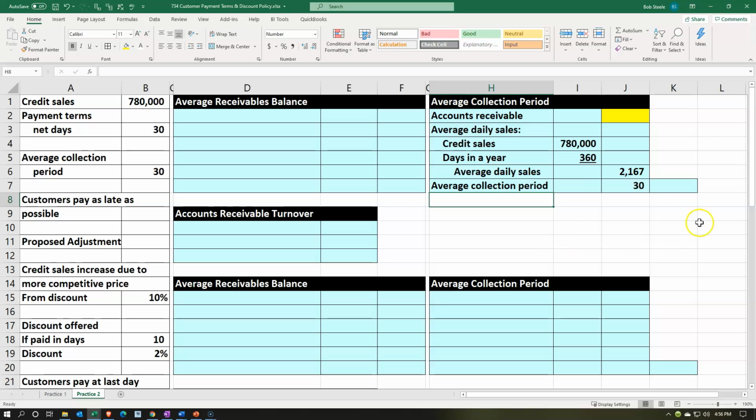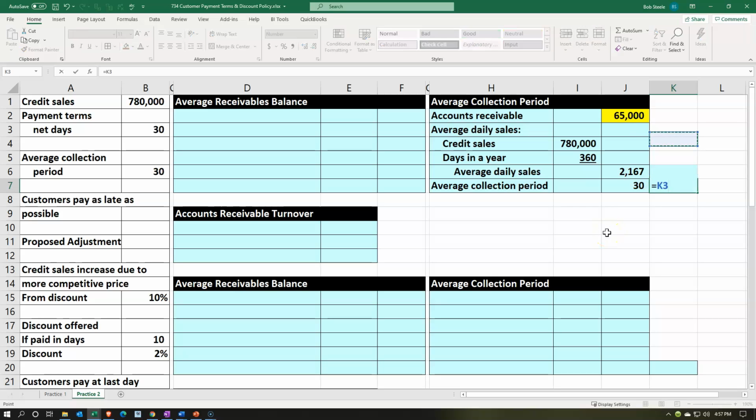So we're going to back into the accounts receivable. We can do that algebraically. X divided by the 2167 equals 30. If we do the algebra, that would be equal to 2167 times the 30. We could double check that number down here by doing the normal calculation, which would be the 65,000 accounts receivable divided by the average daily sales of the 2,167 to give us the 30.